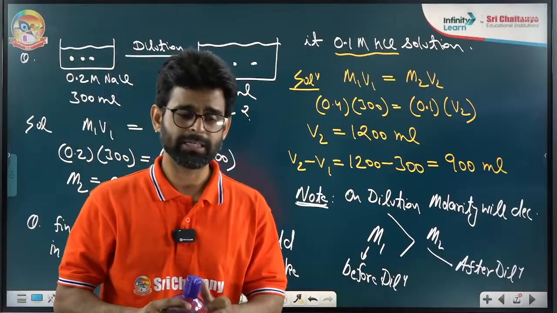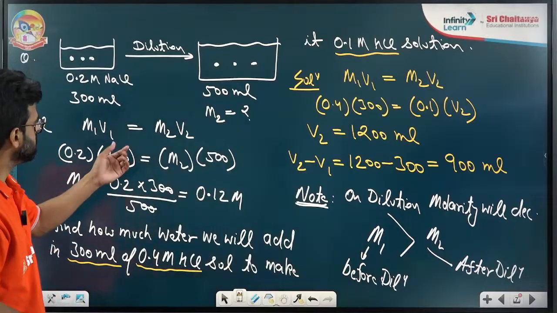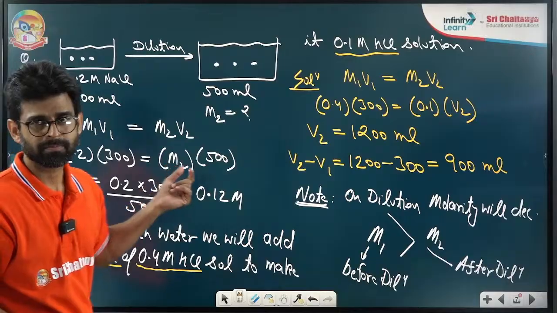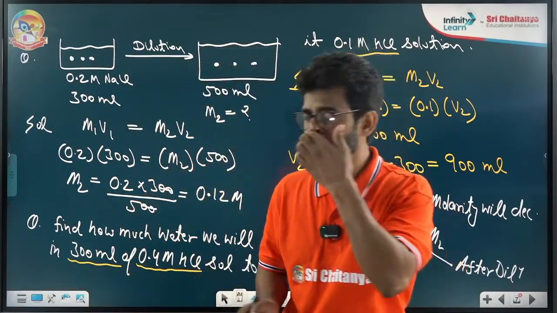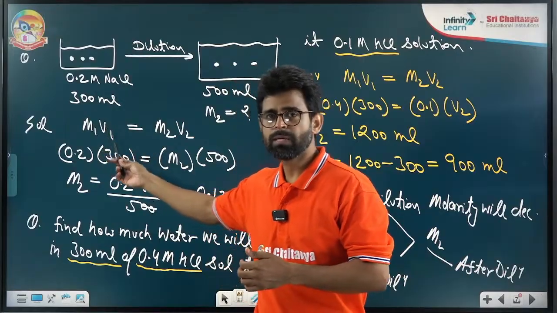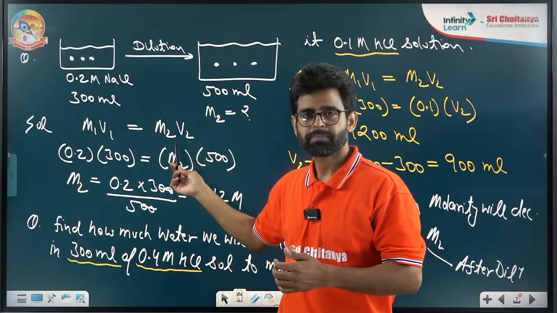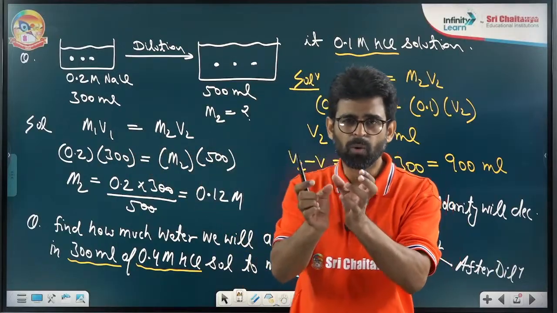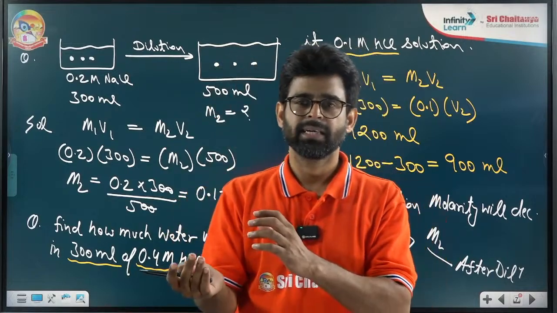Some student is asking, sir, why are we taking volume in ml only? Why are we not making it liter? Very common question among the students. Be careful. Here also we have volume, and here also we have volume. If it is ml, it is also ml. If it is liter, it is also liter. So if both sides I am having volume, then there is no need to convert it.